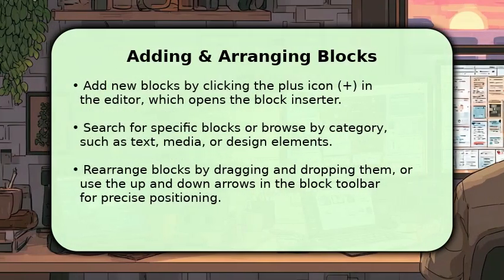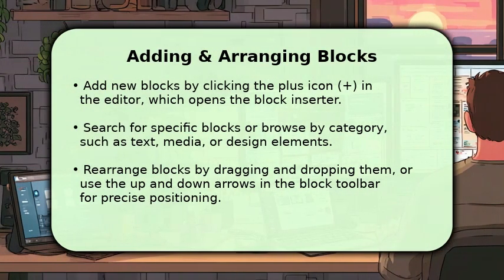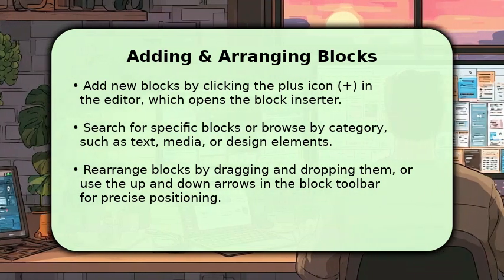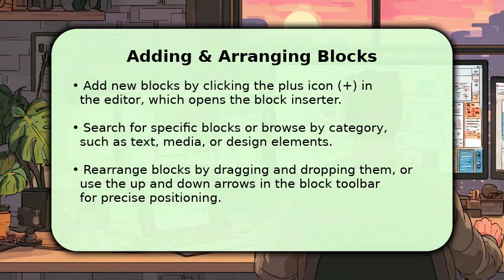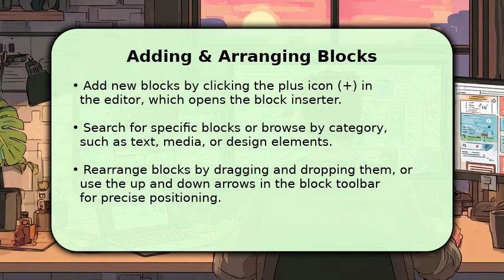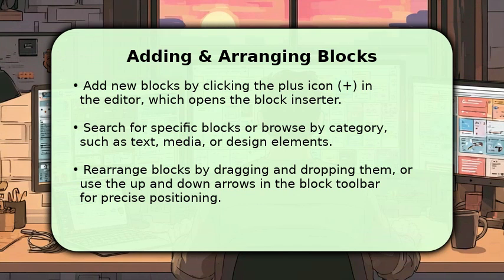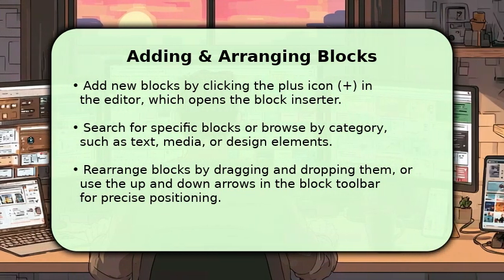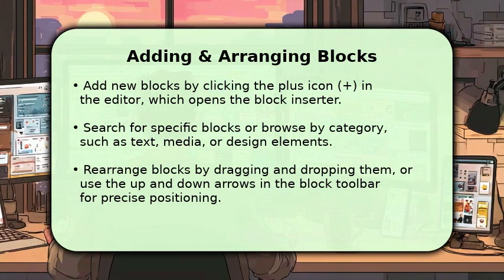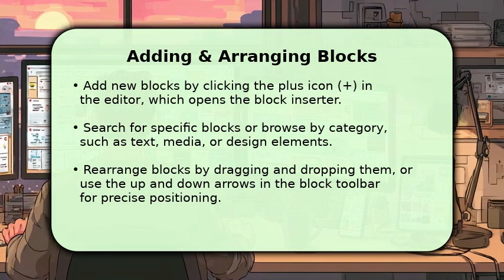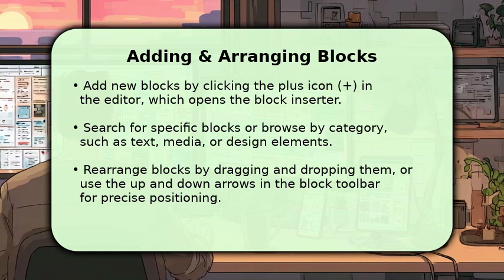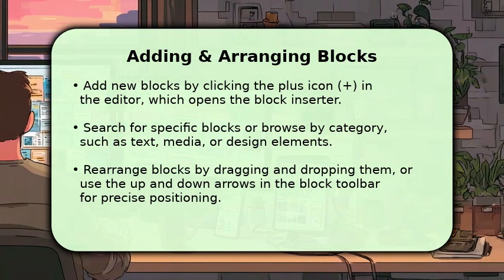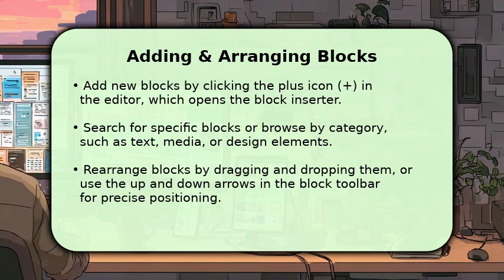Adding blocks is straightforward. Simply click the plus icon, often found in the top left or within the content area, to open the block inserter. Here, you can search for a specific block, like image or heading, or explore categories to find what you need. Once a block is added, you can easily move it around. Use the drag handle to reposition it anywhere on your page, or utilize the up and down arrows in the block toolbar for fine-tuned adjustments, ensuring your content flows exactly as intended.